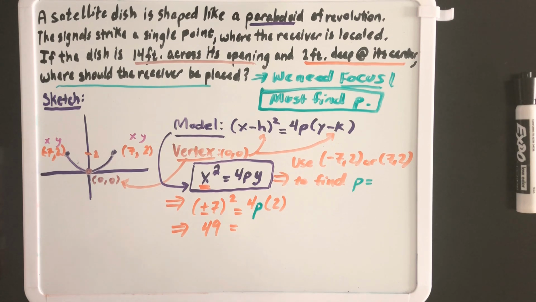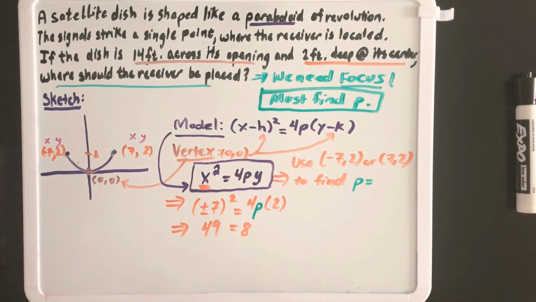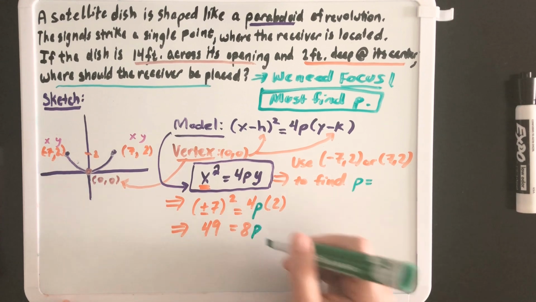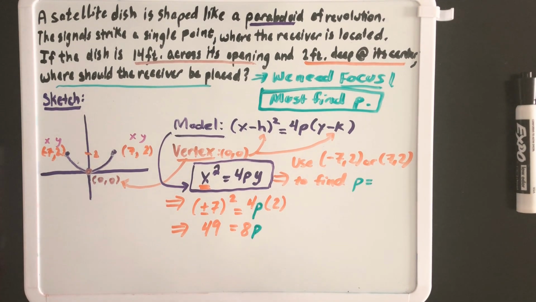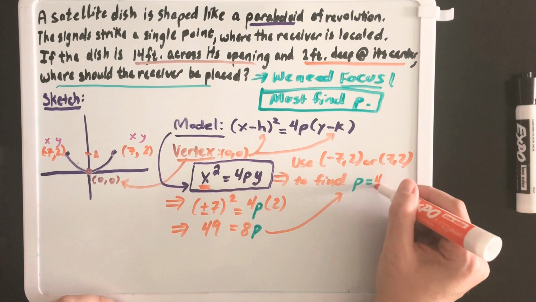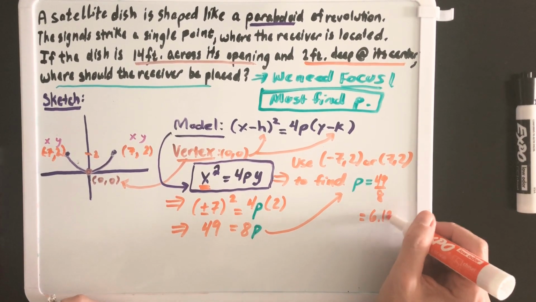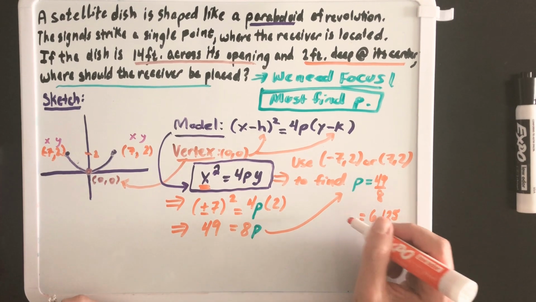So we plugged in our y value, 2. 2 times 4 is 8. So now we have 8p equals 49. A little bit of basic algebra. We can solve for p. We would get that p equals 49 divided by 8. Well, you could write it that way. You could say 49 divided by 8. You could also get the decimal, 6.125, and that was in feet.